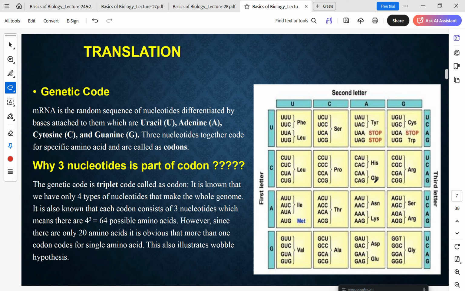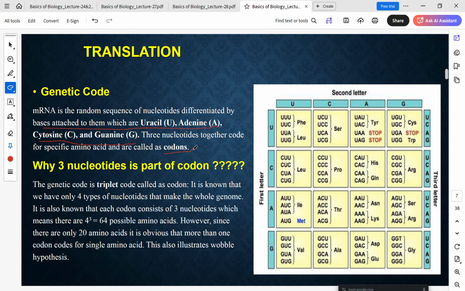So the mRNA is a random sequence of nucleotides differentiated by the bases attached to them, which are uracil, adenine, cytosine, and guanine. And these, when considered three nucleotides together, code for specific amino acids, and these three are called codons. So why 3 in particular? Why not 1 or why not 2?